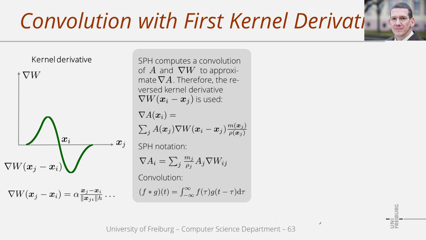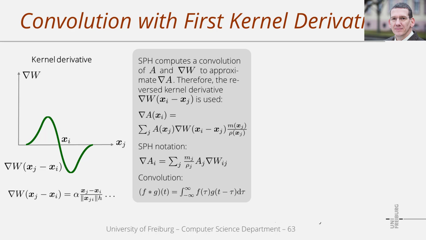Now we remember that SPH computes a convolution of A with the kernel gradient to approximate the first derivative of A. And in this convolution, the reversed form of the kernel derivative is used. So in an SPH sum, we parameterize the kernel gradient with xi minus xj instead of xj minus xi. This actually implements the usage of the reversed kernel gradient.